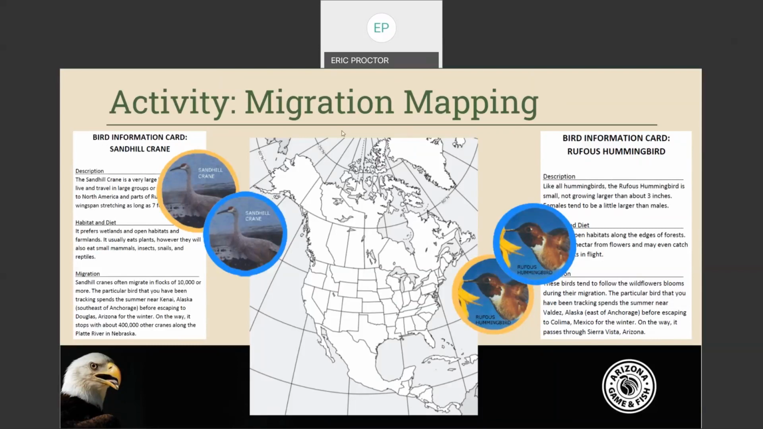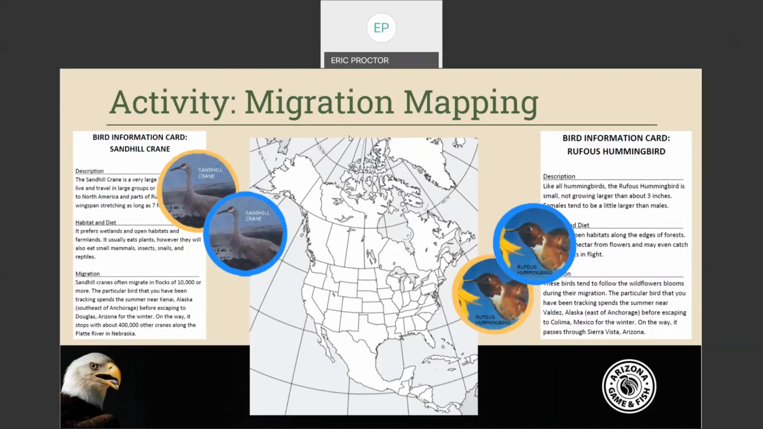This also addresses some other misconceptions. A lot of kids think that the larger the bird, the larger the migration. That's not always the case. The rufous hummingbird is a prime example of that. The rufous hummingbird has one of the most extensive migrations out there, but it's a really small bird. So by doing this activity and showing these different animals' migration paths, you can address that.